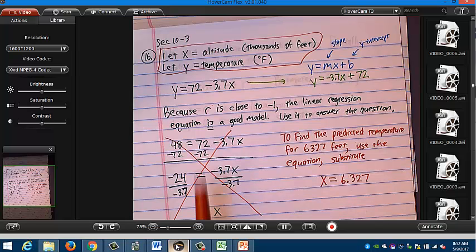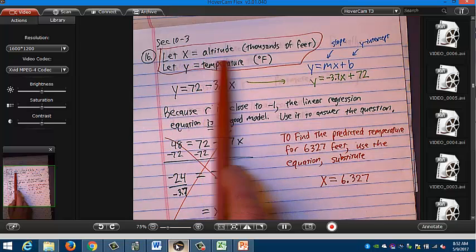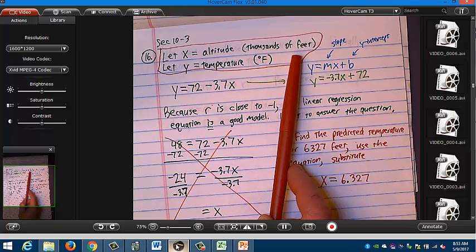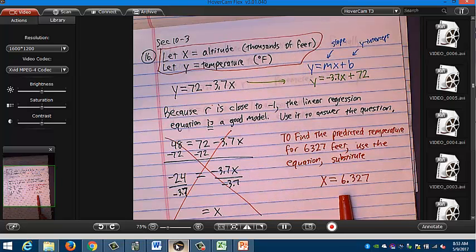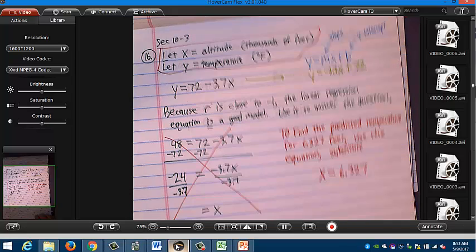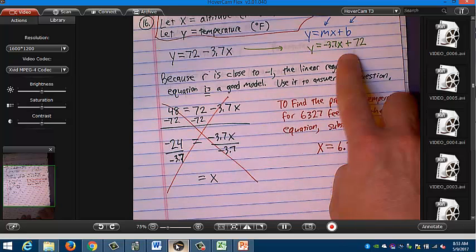Yeah, if you look at what I wrote, x is altitude in thousands of feet, right? So this means 6,327 feet. But yet, that's the number you have to put in for x. So how do you do it now? Well, two ways. One is by hand.